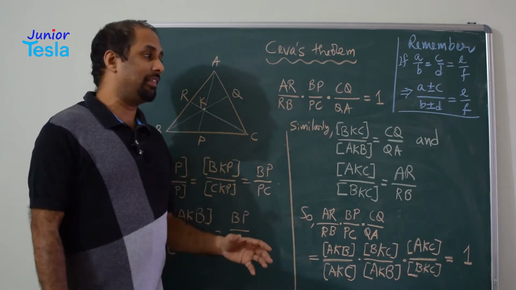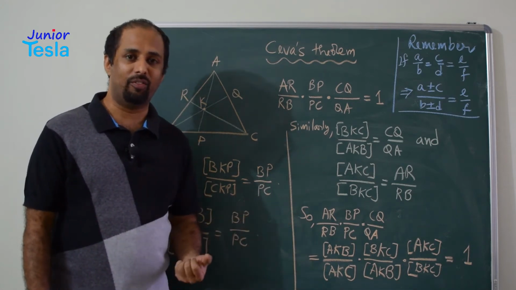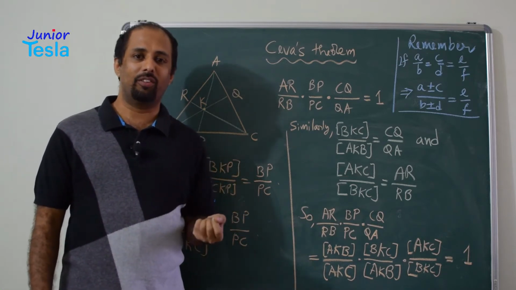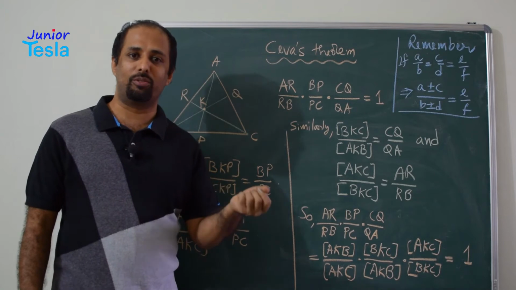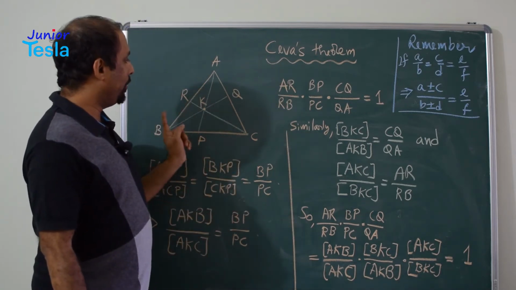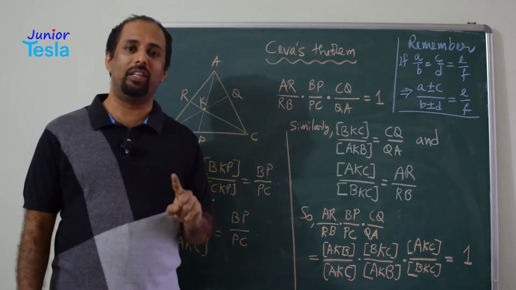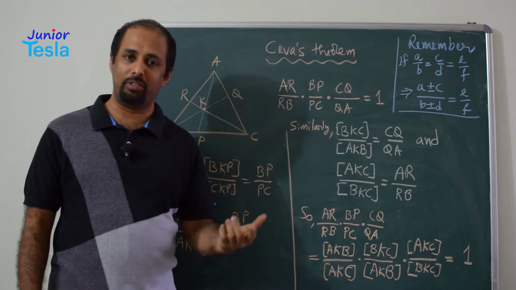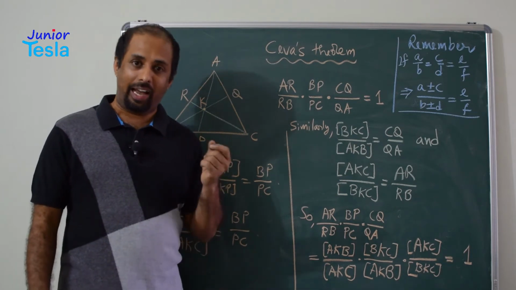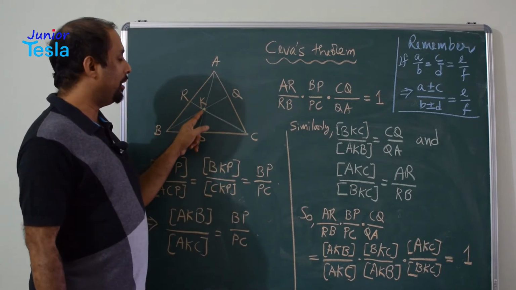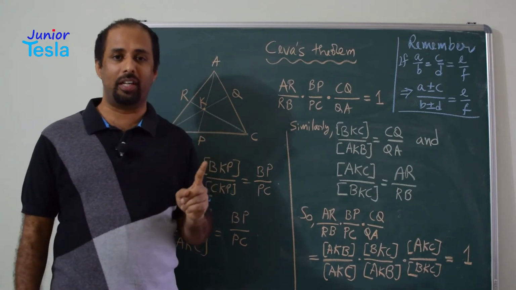So the statement says Cevians. Now what is a Cevian? What do we mean by a Cevian? A Cevian is a line drawn from a vertex to the opposite side of the triangle. And these three, AP, BQ and CR, are called Cevians because they are drawn from the three vertices ABC to the opposite sides of the triangle and they are meeting at one point. Remember, all the three lines must be meeting at one point, they must be concurrent.